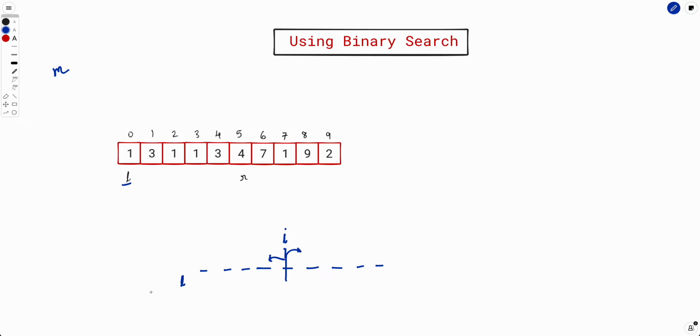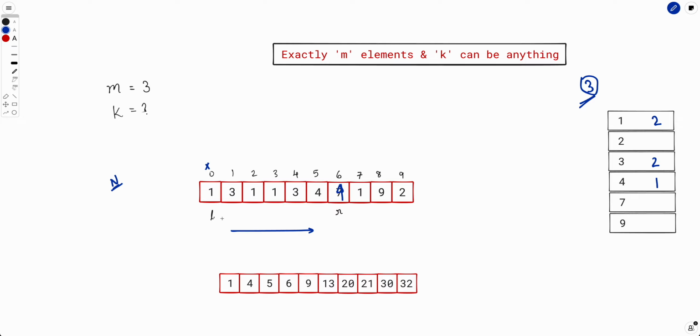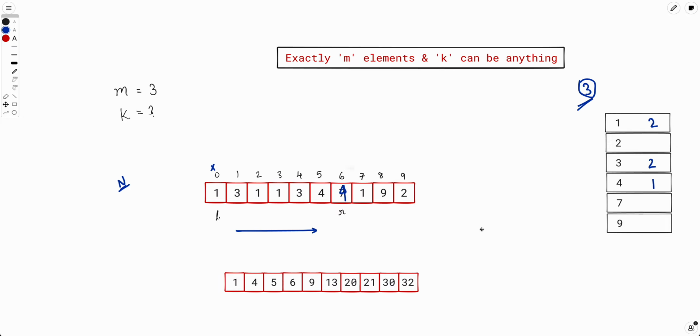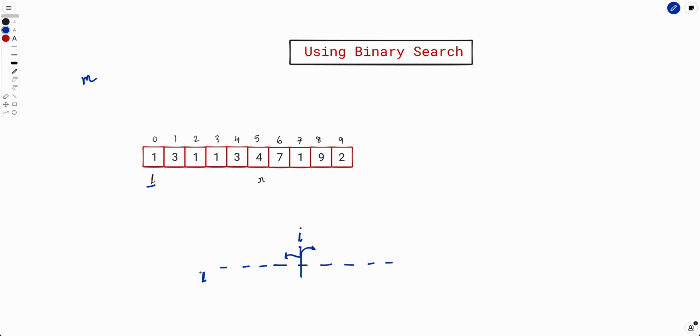Now the only question is how to find out the number of distinct elements between L and I efficiently, because the approach that we saw previously was iterating over the entire element between L and R. So we don't want to do that, so we have to figure out an algorithm that can give us the number of distinct elements between L and I in log n time using some technique.